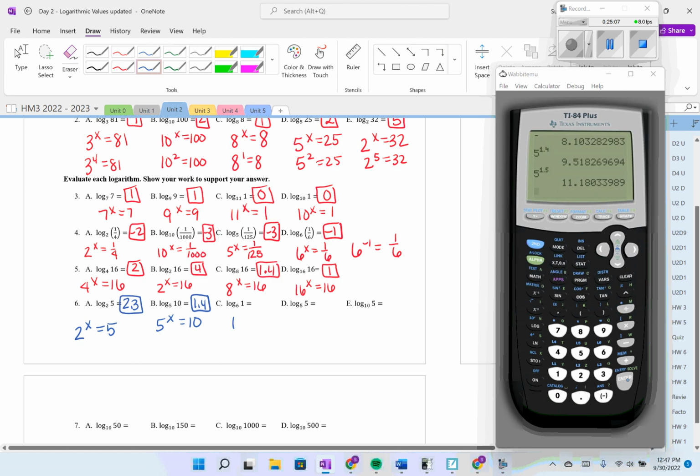And keep going. So 6 to what power equals 1? 6 to the 0 power. 5 to what power equals 5? 5 to the first. 10 to what power equals 5?